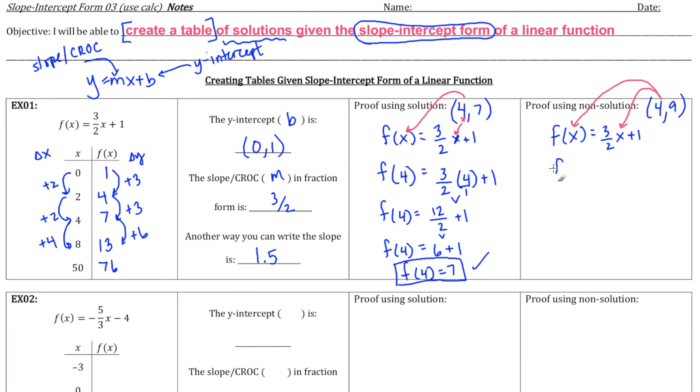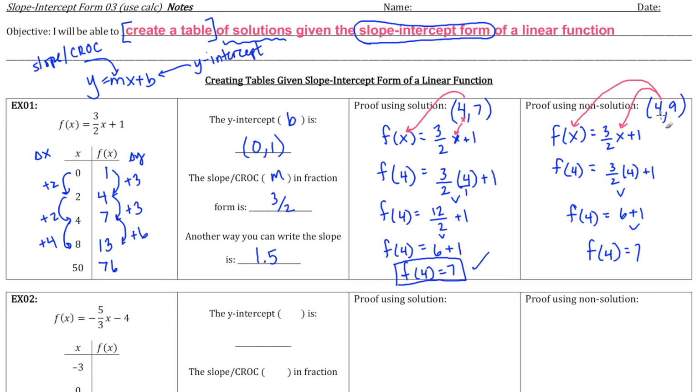So f of 4 equals 3 over 2 times 4 plus 1. We already did this part, so 3 over 2 times 4 when we did it was 6, so we could put 6. F of 4 equals 7.